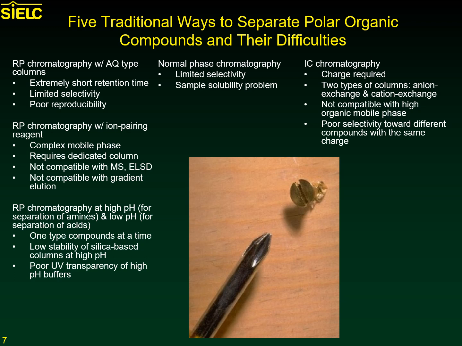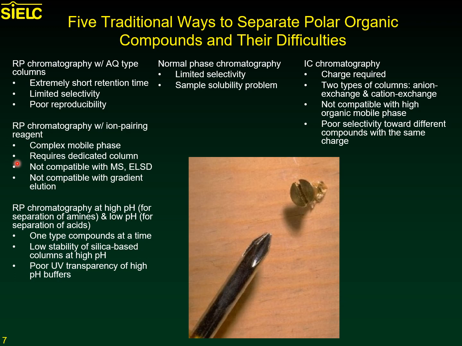The focus of this talk is going to be on the separation of polar organic compounds, as with each of the three major chromatographic methods we have covered, there are a number of difficulties and limitations. If one were to use reverse phase chromatography with AQ-type columns, they would find that polar organic compounds have an extremely short retention time, that the reverse phase column itself has very limited selectivity for these compounds, and that there is poor reproducibility for each experiment.